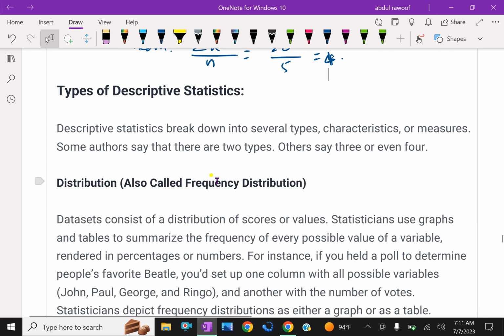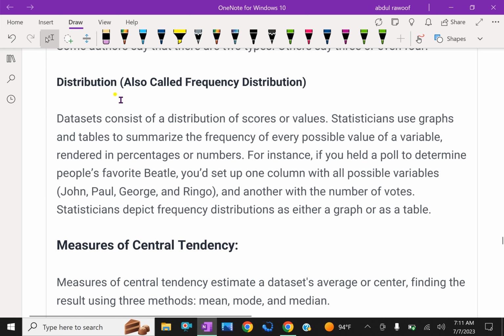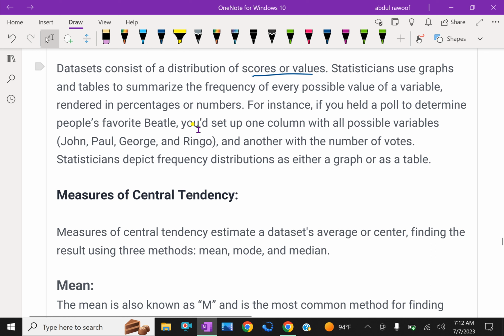Descriptive statistics break down into several types, characteristics or measures. Some authors say that there are more types, others say 3 or even 4. Distribution, that is also called frequency distribution. What is that? Data sets consist of a distribution of scores or values. Statisticians use graphs and tables to summarize the frequency of every possible value of a variable, rendered in percentages or numbers.